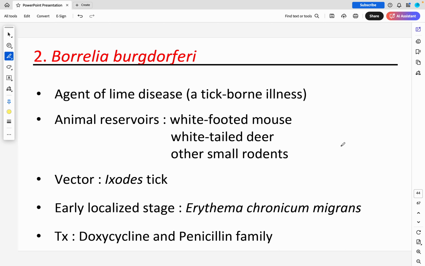Then there is Borrelia burgdorferi, which is the agent of Lyme disease. It's a tick-borne infection. The animal reservoirs include vertebrates such as mice, rodents, and deer. The vector of the spirochete is an Ixodes tick. And during early localization, it appears as erythema chronicum migrans. The treatment for this infection is doxycycline and penicillin.